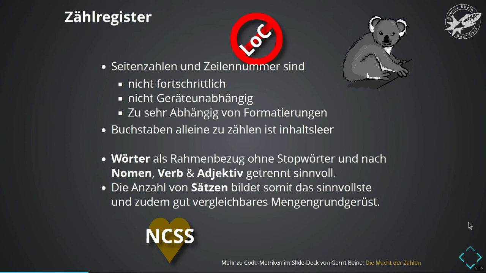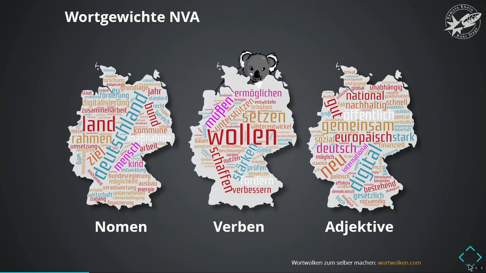So what can we do with those metrics? For instance, let's look at the number of words, which are grouped into these different groups, nouns, verbs, and adjectives. And you can see what the most frequent nouns are. Well, of course, Deutschland, Germany, is high up there. The commune, cooperation, digitalization, country a bit less.